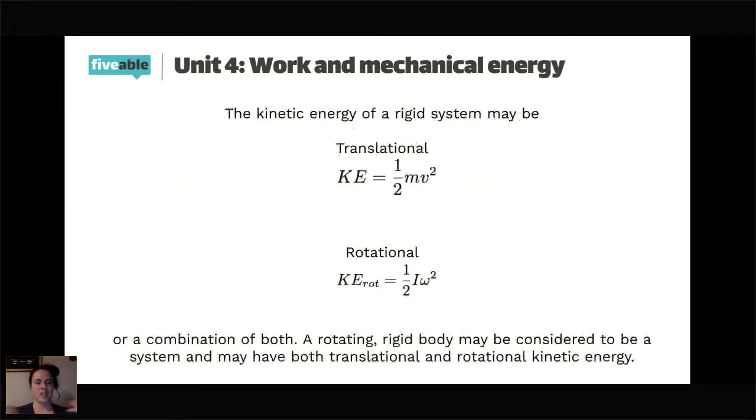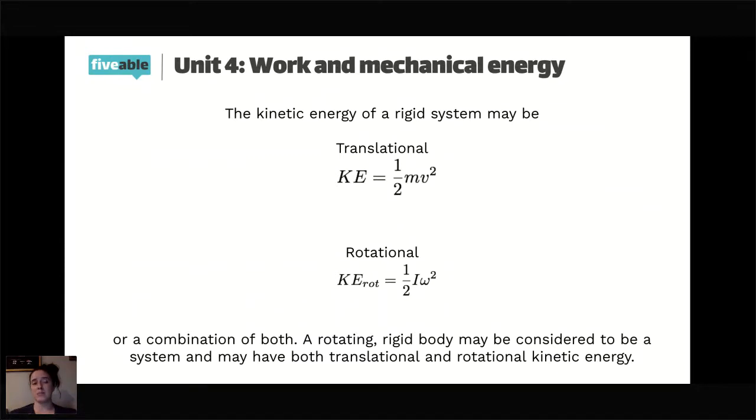Kinetic energy. Your translational kinetic energy is 1/2 mv squared. Your rotational kinetic energy is 1/2 I omega squared. We're going to talk about this a little bit more next week with rotational motion again. And it can be a combination of both. So if you have a ball rolling down the ramp, it's rotating, so it has rotational kinetic energy, but the center of mass is also moving, so it also has translational energy. So a rotating rigid body may be considered to be a system and can have both translational and rotational kinetic energy. So that's why you always want to look at the center of mass.